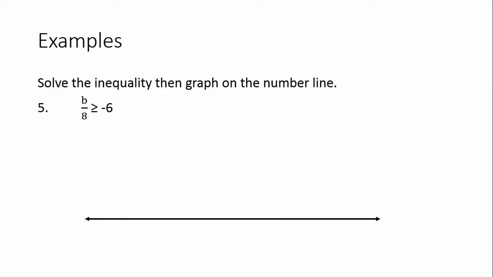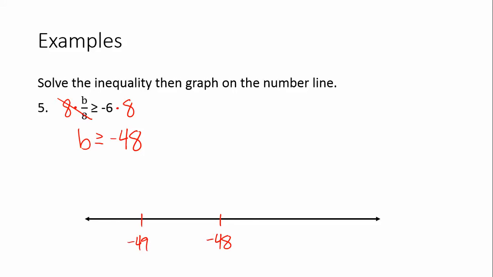Number 5, we have b over 8, where b divided by 8 is greater than or equal to negative 6. So dividing by 8, the opposite is multiplying by 8. So we're going to multiply both sides by 8. That gives us b is greater than or equal to negative 48. That inequality is now solved. So we're going to plot negative 48 on the number line.